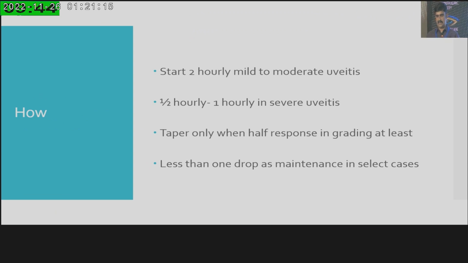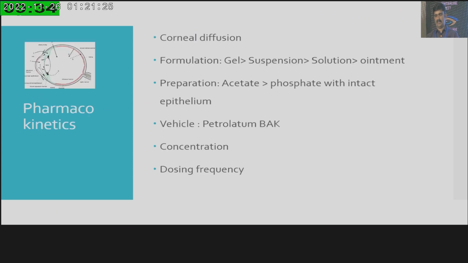And in certain very rare cases like JIA and all, you may have to maintain patients on a very small maintenance dose, that is less than 1 drop, which does not usually cause any complications. And before using steroids, you should understand the pharmacokinetics of topical steroids. Mainly all steroids get into the anterior chamber through corneal diffusion.